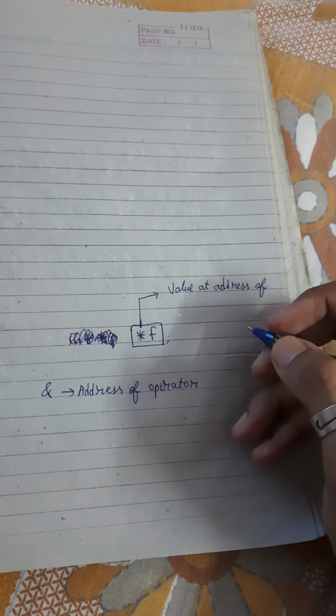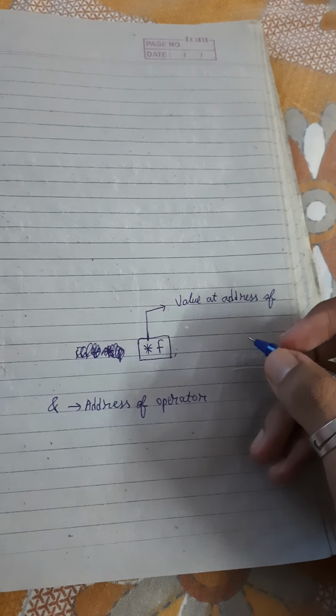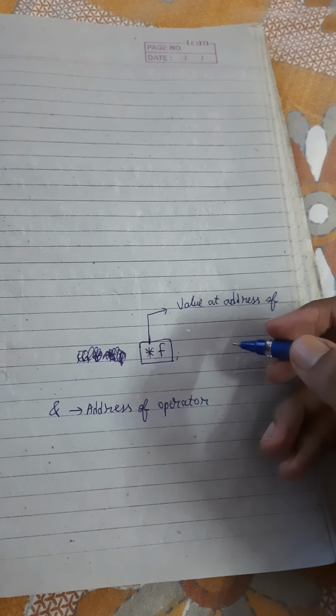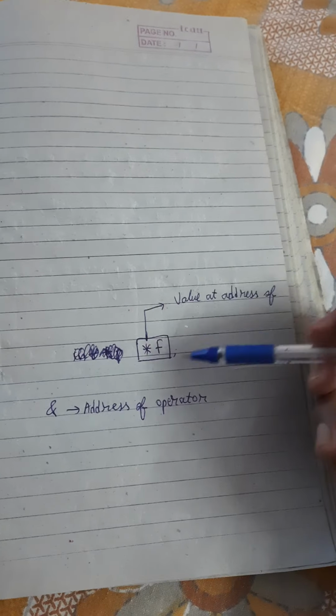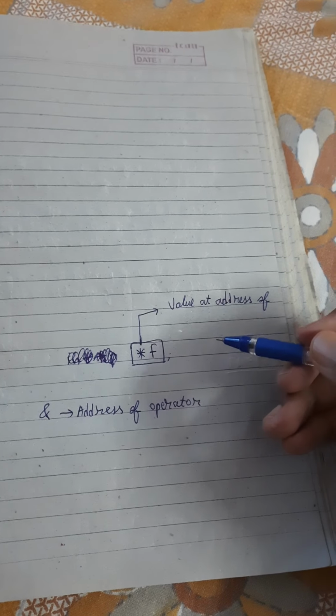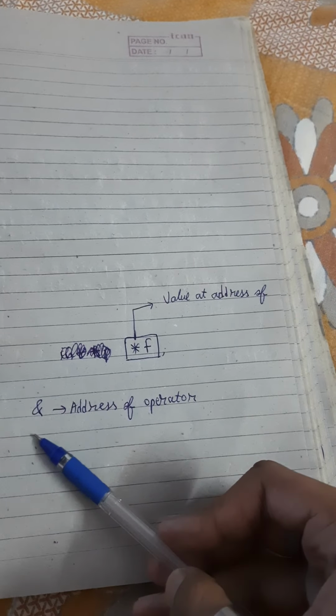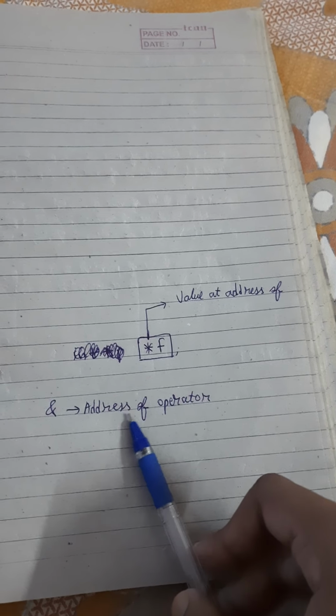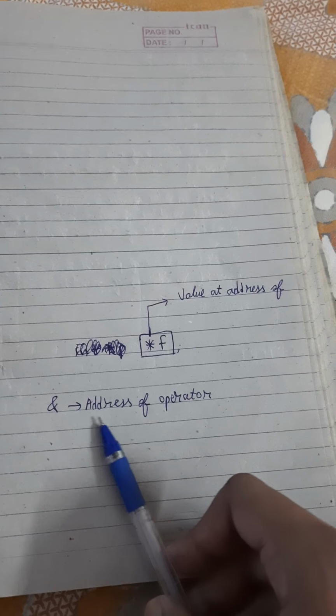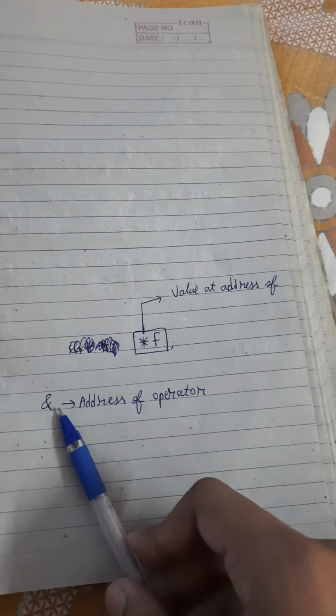Welcome back, guys. In this video, I'll be explaining the concepts that we have learned earlier with the help of an example. First, I'll just specify some basic things. We have encountered this sign, which looks like an ampersand sign. Basically, it is the address of operator, which means whatever comes after this.